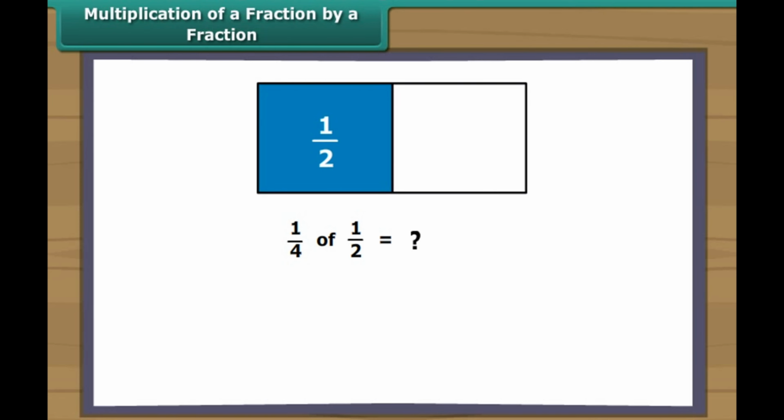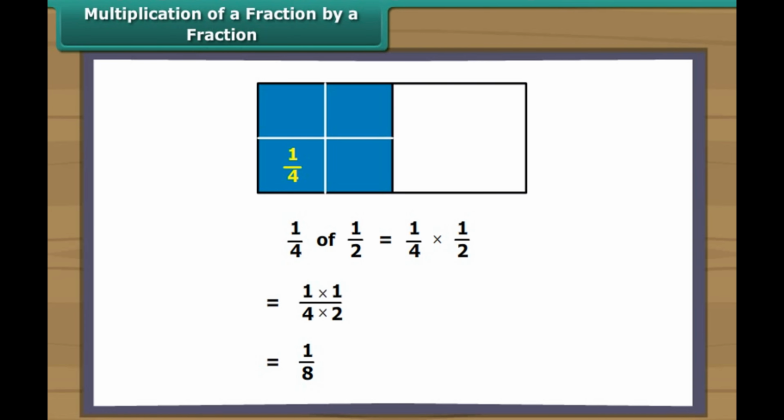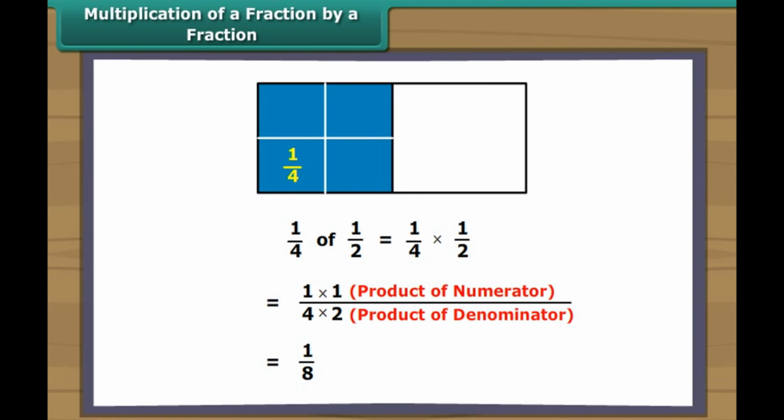Multiplication of a fraction by a fraction. Let us now learn how to find the product of two fractions, like 1/4 of a half. The shaded portion in the figure represents half of the whole part. Taking out this part and dividing it into 4 equal parts, we get a figure in which each part represents 1/4 of a half. 1/4 of a half means 1/4 multiplied by 1/2. This is equal to 1/8. We multiply two fractions as product of numerators upon product of denominators.